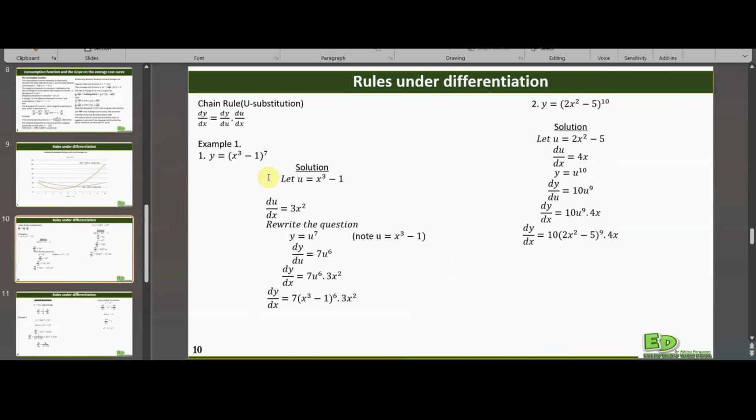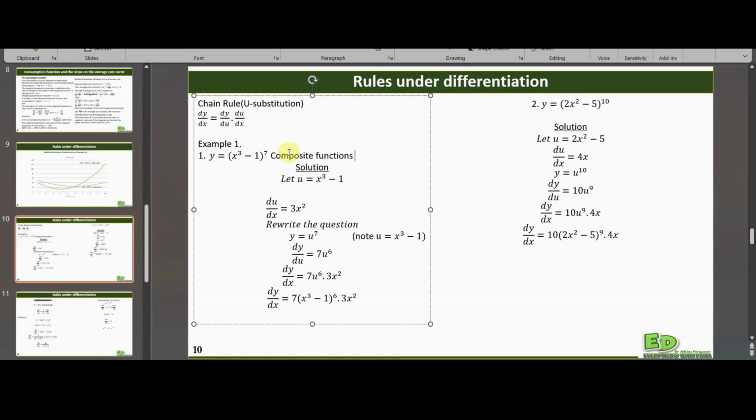We'll move on to the next slide where we have the chain rule, which is also another rule under differentiation, but has to do with what is called composite functions. Why am I saying this is a composite function? And why are we using the chain rule?